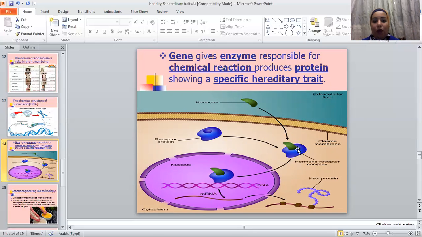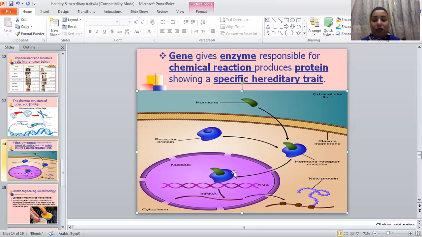So we have inside our chromosomes DNA, which contains genes. Gene is responsible for giving a specific enzyme, which is responsible for certain chemical reactions that produce protein and give specific hereditary traits. This is the simple function of gene and the simple meaning of how the hereditary traits are transmitted from one generation to another.